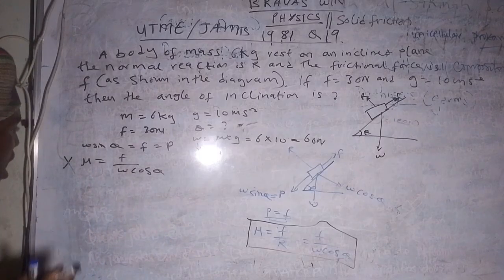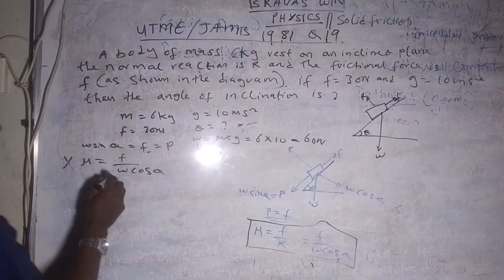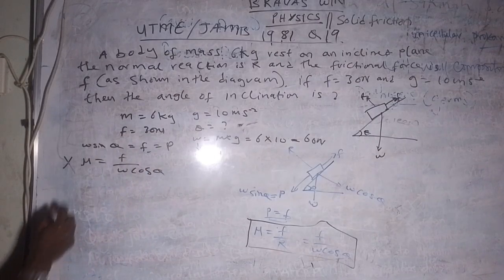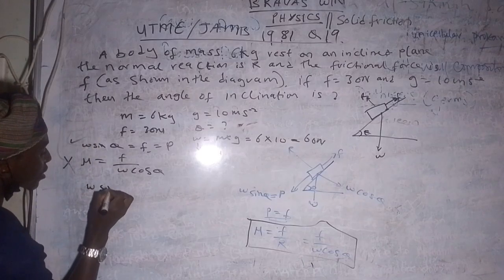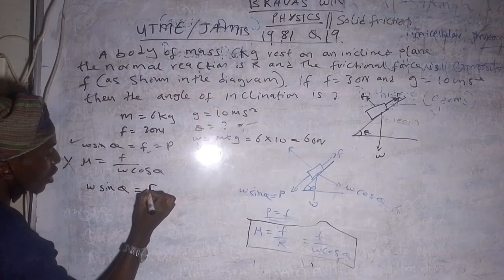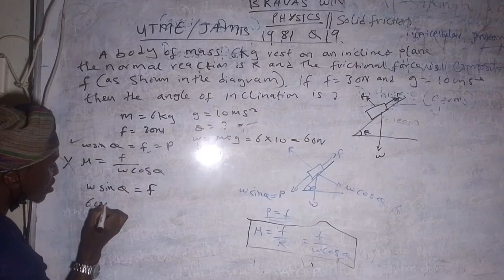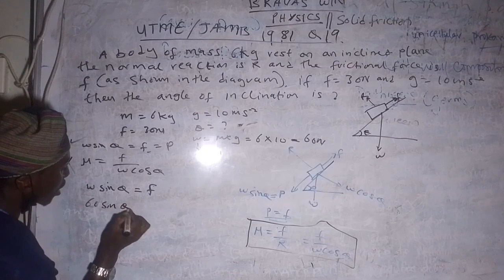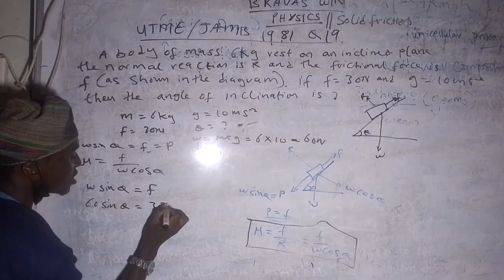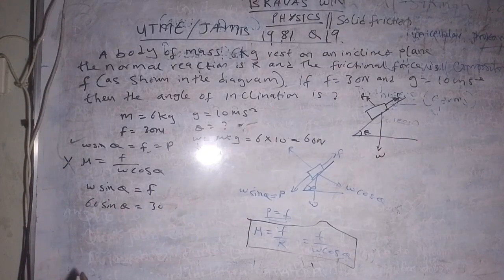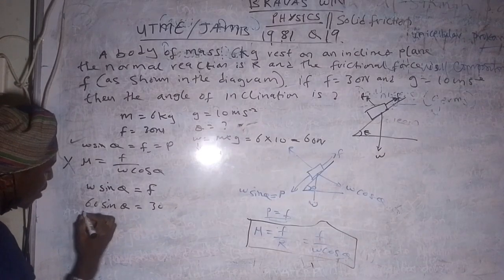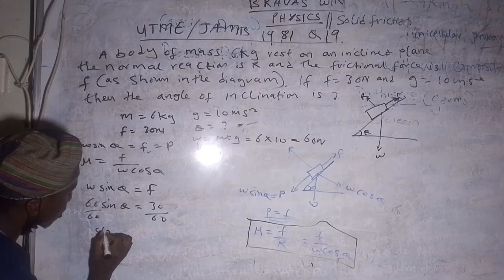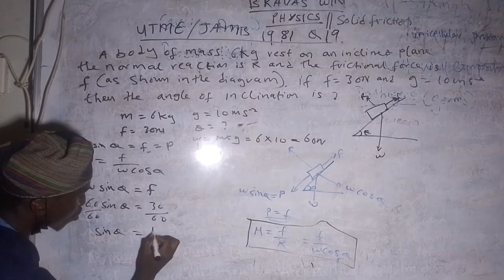Let's try this formula. Are we given our frictional force? Yes. Are we given our theta? No. Are we given W sin theta? Yes. Since theta is the only thing we are looking for, we can use this formula. So let's use W sin theta equal to frictional force. What's our W? 60 Newton. So 60 sin theta equal to our frictional force, 30. Divide both sides by 60. We have sin theta equal to 30 over 60, equal to half, right?